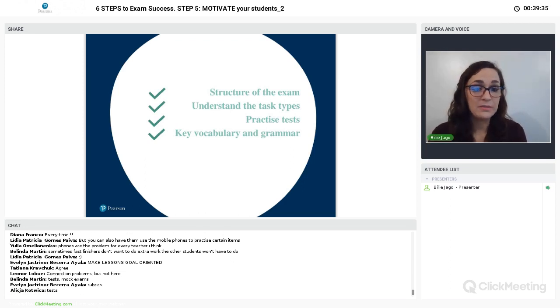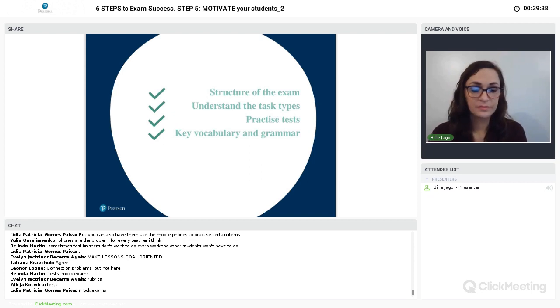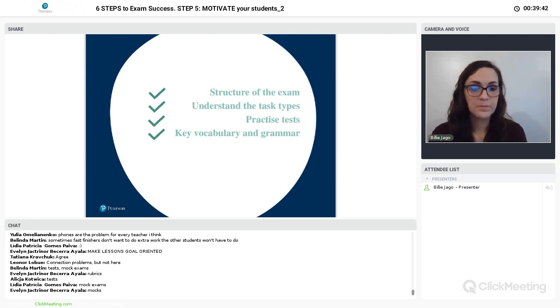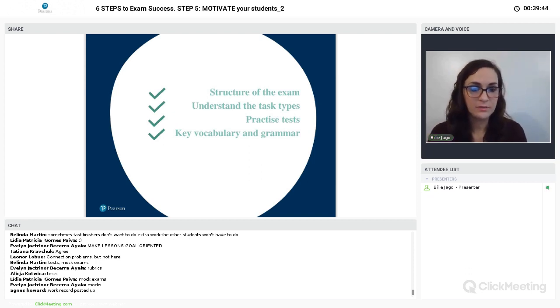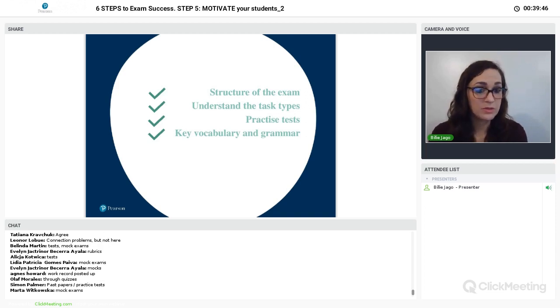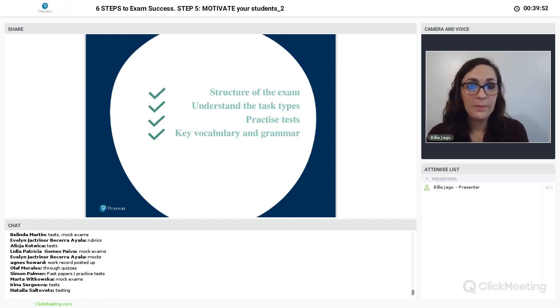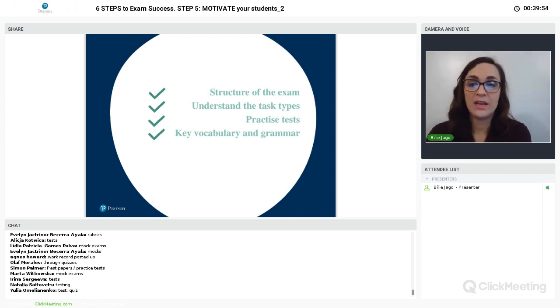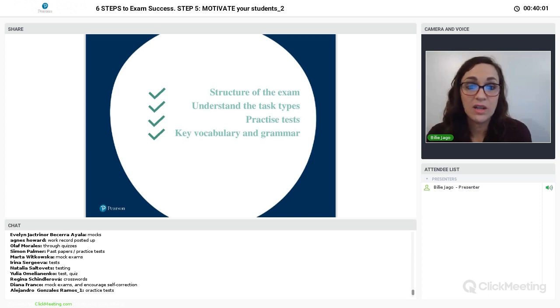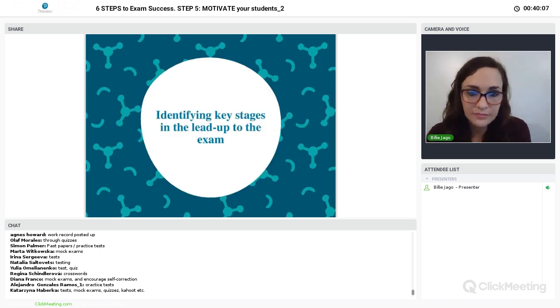Yeah, so mock exams, of course. Yeah, so lots of mock exams, work records posted up, quizzes, yeah, past papers, definitely. So I think progress checks are essential to maintaining the student motivation, especially if the student is quite reliant on your feedback in order to understand their own progress or if they'll be able to pass the exam.